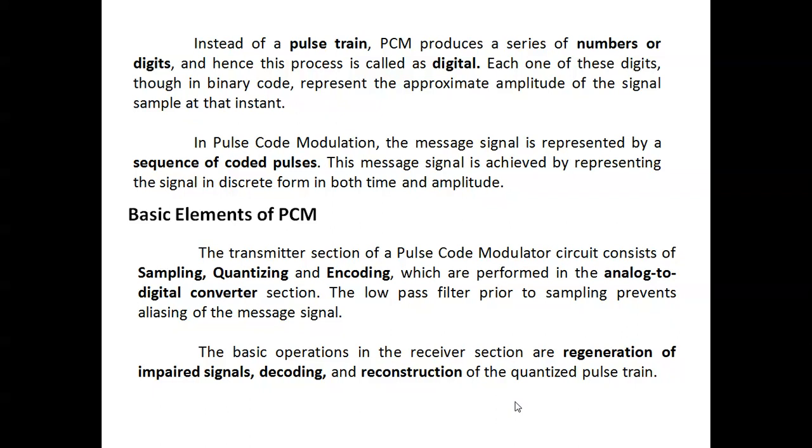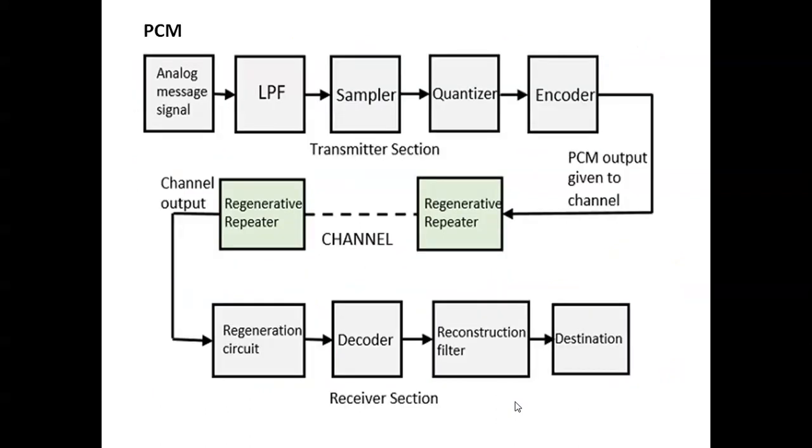That we will see from this diagram. So this is the PCM block diagram. Analog message signal, low pass filter, sampler, quantizer, encoder, PCM output given to the channel, and regenerative repeaters. The channel has continuous regenerative repeaters and regeneration circuits, then decoder, reconstruction filter, and destination.